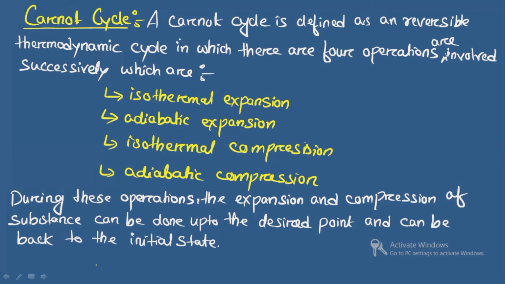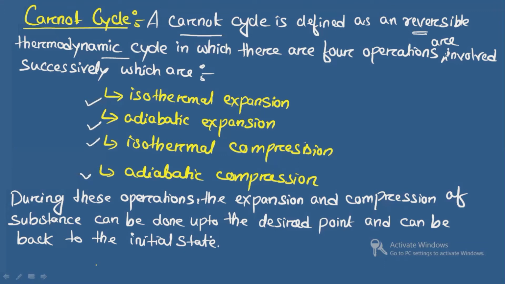So what is the definition of the Carnot cycle, that we will see first. A Carnot cycle is defined as a reversible thermodynamic cycle in which there are four operations, and the four operations are isothermal expansion, adiabatic expansion, isothermal compression, adiabatic compression. And during these operations, the expansion and compression of the substance can be done up to the desired point and can be back to the initial state.